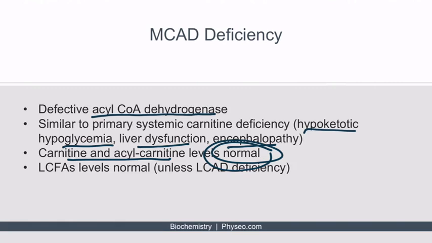Also note that in MCAD deficiency, long-chain fatty acid levels will be normal. This is because these can be metabolized, whereas in primary systemic carnitine deficiency, these will be elevated because they cannot enter the mitochondrial matrix. However, this is not always a good way to distinguish the two disorders because the patient could have a long-chain acyl-CoA dehydrogenase deficiency, which would also result in elevated long-chain fatty acids. Therefore, the best way to distinguish the disorders is by examining carnitine and acylcarnitine levels.